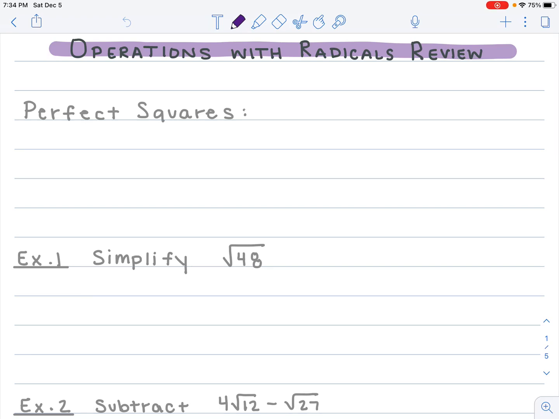All right, today we're going to be doing operations with radicals review. So first we'll talk about how to simplify square roots or radicals, and we're looking at how to do all the operations: addition, subtraction, multiplication, and division.